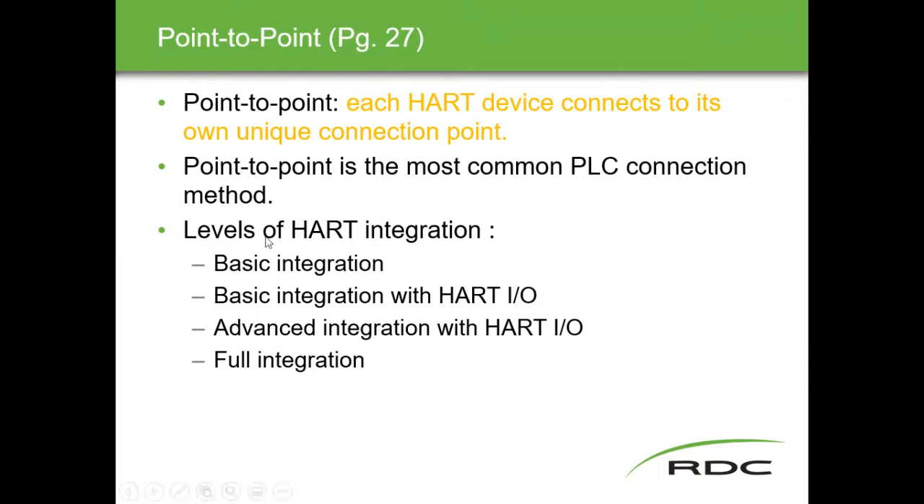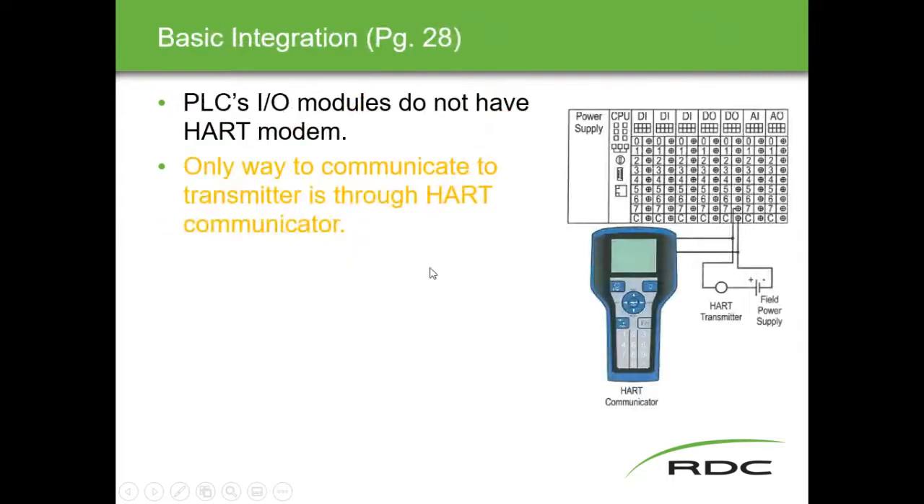Okay, so back to levels of HART integration. Probably the most data is in this little section here on HART integration. So: basic integration, just using it as an analog transmitter. We move up from there to basic integration using it with HART IO, followed by advanced integration with HART IO, and then full integration. There will be slides that describe these in a little more detail, so we'll see what these look like.